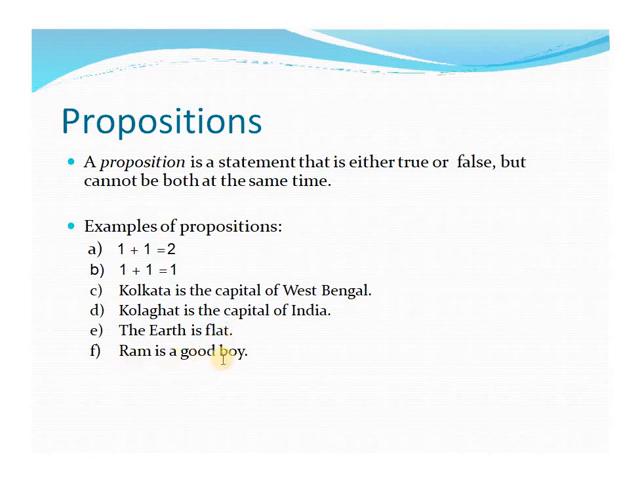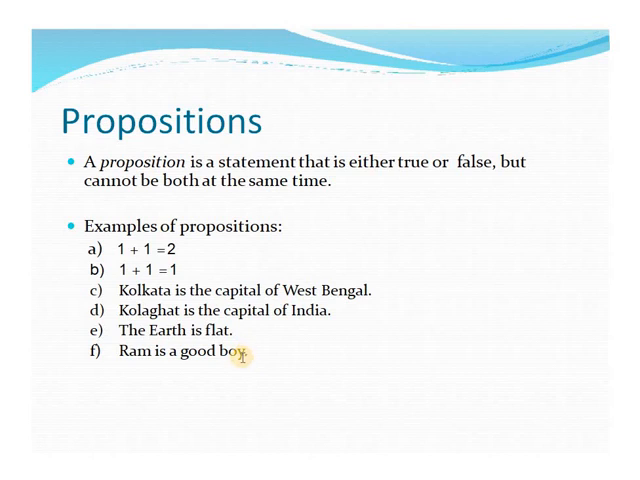What about the last one? Ram is a good boy. Try to understand whether this is a proposition or not. See, this is a statement, and what this statement is saying is Ram is a good boy. So Ram is a definite person. So is it possible that Ram is a good boy and not a good boy, that means a bad boy, at the same time? The answer is no. Either Ram will be a good boy or Ram will be a bad boy, right? So it's not possible that Ram will be good and bad at the same time. So by our definition, this is a proposition.